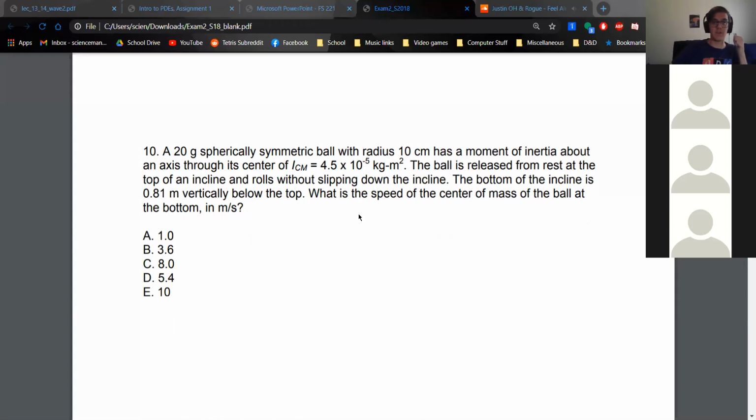Yeah, we've got a 20-gram spherically symmetric ball with radius 10 centimeters, and it gives us the moment of inertia. It's released from the top of the incline and rolls without slipping down to the bottom. And we want to know what the speed of the mass is at the bottom. So how fast is it moving translationally, not how fast is it rotating?